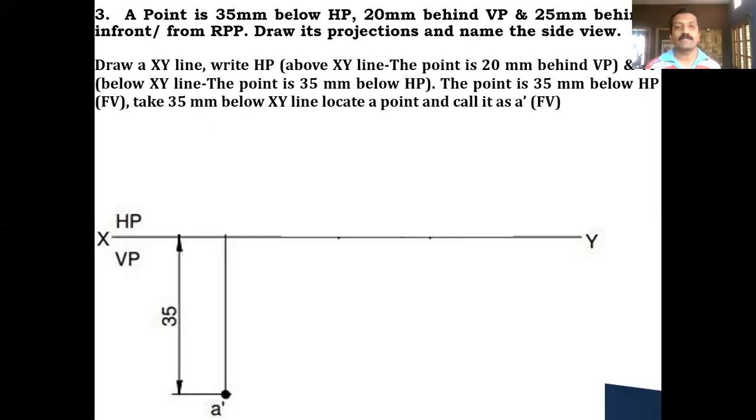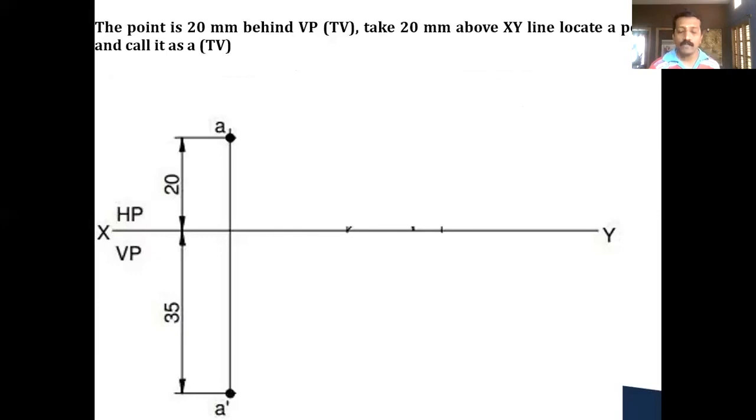Next, he says 20 millimeter behind VP. Behind VP is the top view information. Behind VP, we should draw above the XY line; in front of VP, we should draw below the XY line. So take 20 millimeter above the XY line and draw a horizontal projector line. Already I have located the point A dash, that is the front view. Draw a vertical projector from here till it meets the horizontal projector of the 20 millimeter line. Wherever it meets, highlight the point and call it A. This itself is your top view.